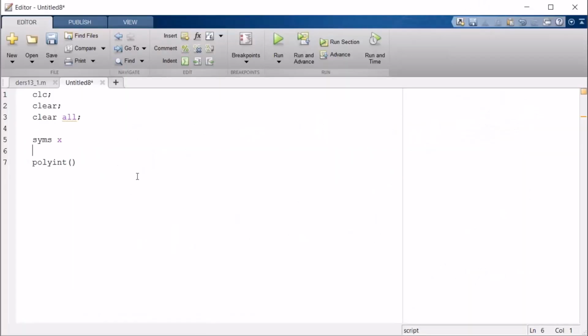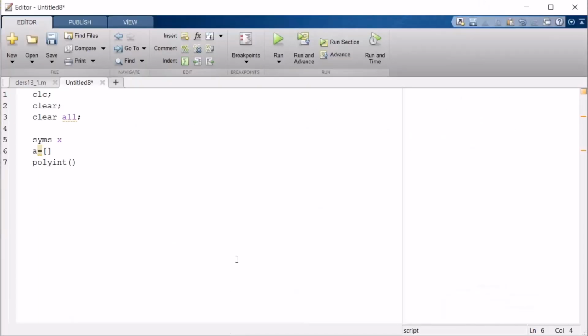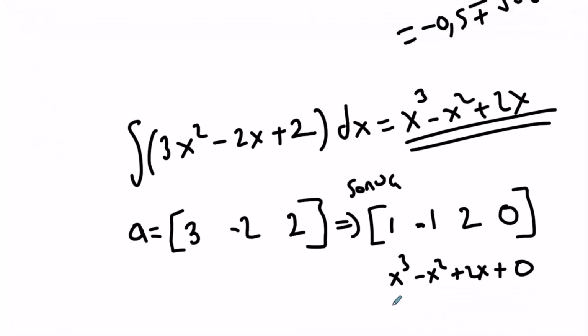So now let's see if we can find the result of the integral with coefficients 3, -2, 2 with the operation in MATLAB. We say syms x because we will find it with respect to x. Later, let's define an array. You will write the coefficients into this array. I say I will integrate 3 multiplied by x squared minus 2 multiplied by x plus 2. So I wrote A equals 3, -2, 2.